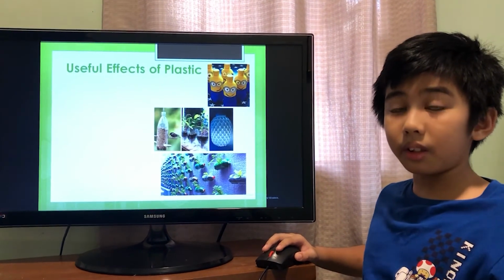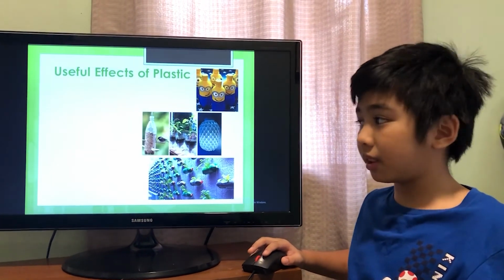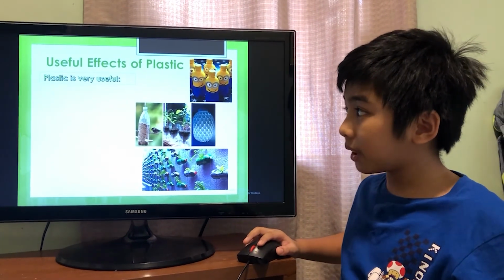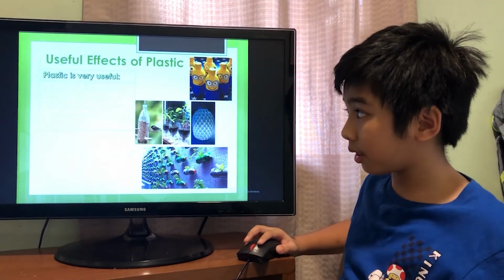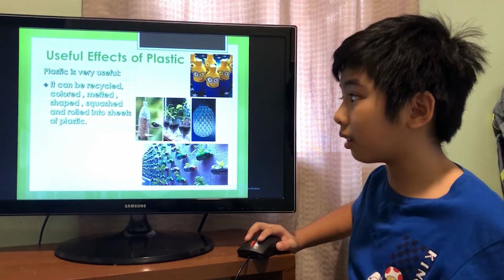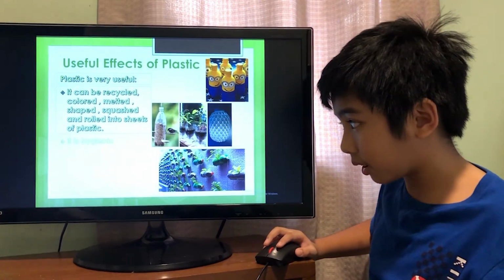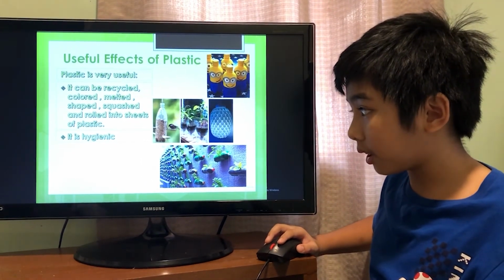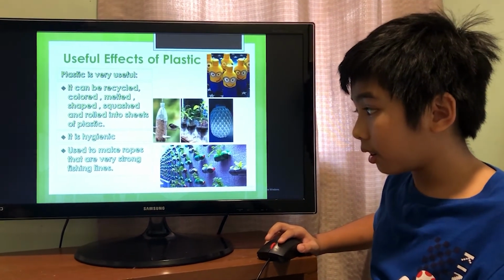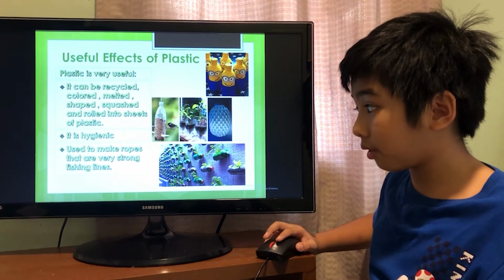In the picture, there are a lot of useful ways plastic can do. Plastic is very useful. First, it can be recycled, colored, melted, shaped, squashed, and built into sheets of plastic. Second, it is hygienic. Third, it is used to make clothes and very strong fishing lines.